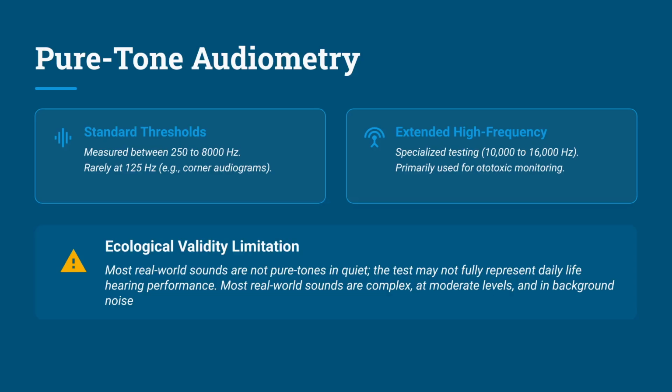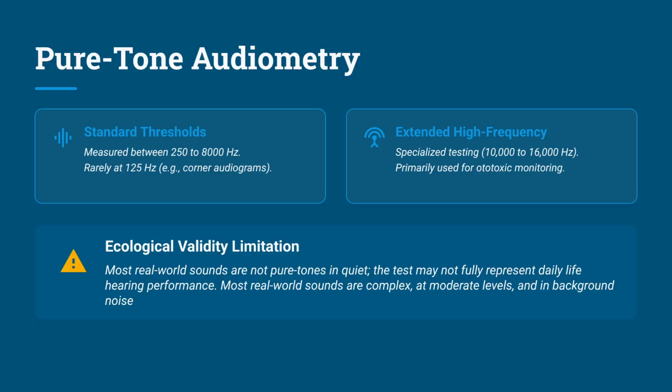We rarely test at 125 hertz, but we do sometimes test that frequency with what we call corner audiograms. That's oftentimes when you have moderate to severe hearing loss in the mid to high frequencies, and we have some hearing loss in the low frequencies as well, but we have better hearing in the low frequencies. We might want to measure at 125 hertz to better characterize hearing loss.